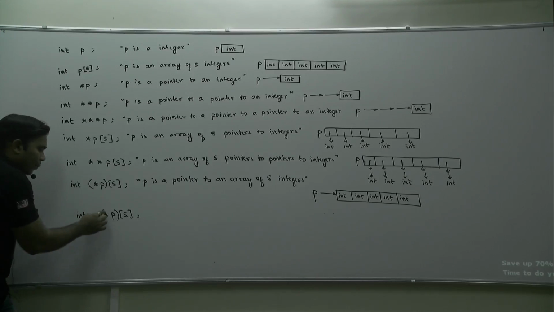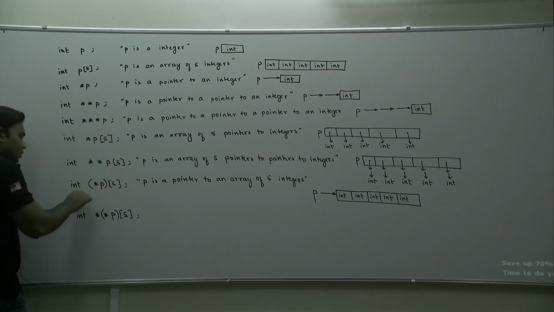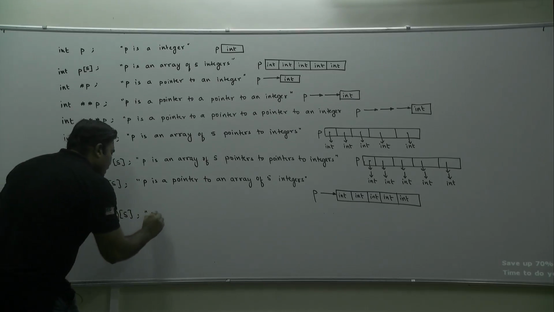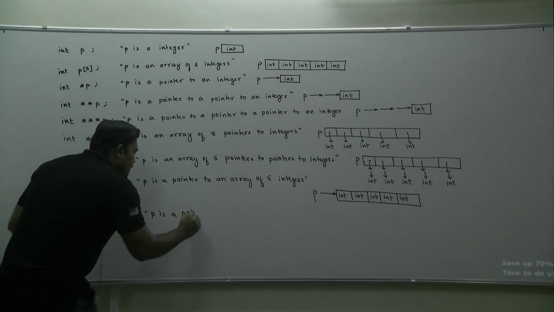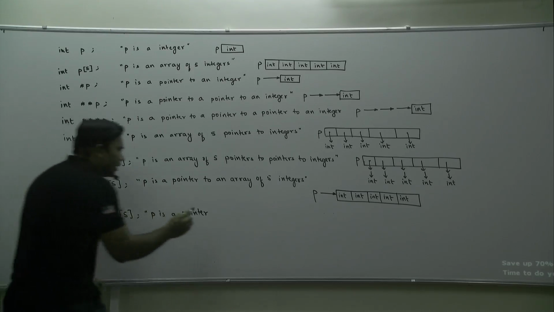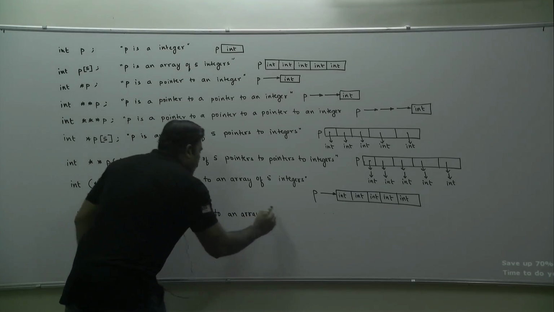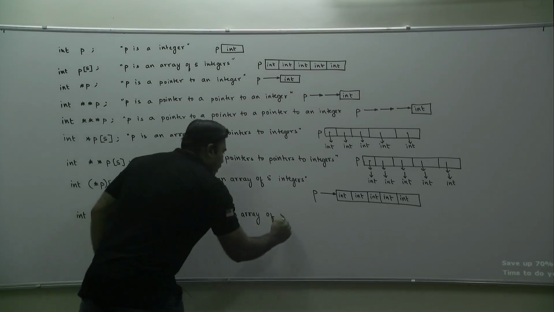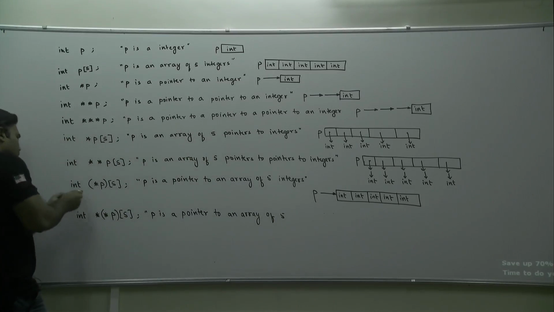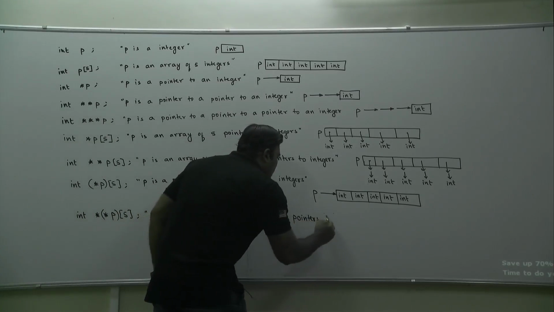So p is a pointer to an array of 5 pointers to integers. That is how you should be reading it. So I repeat, p is a pointer. Correct. So the bracket part is over. P is a pointer to an array of 5. If you go ahead, you will hit dead end. So pointers to integers.